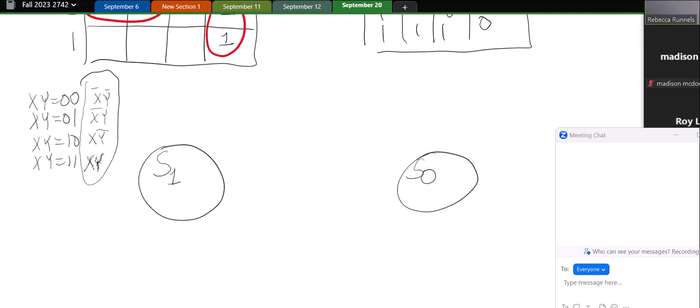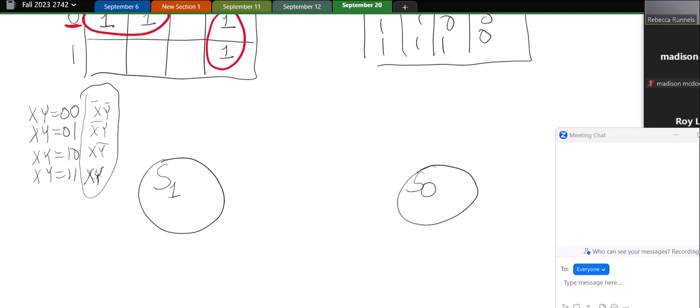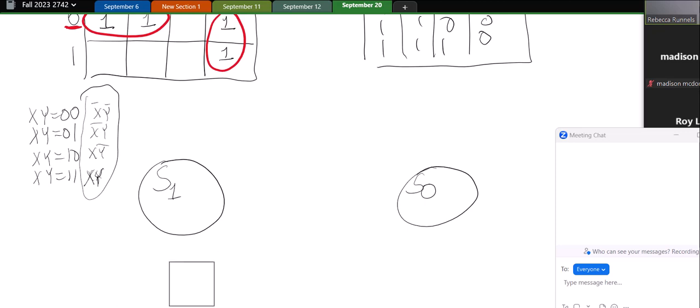So I want to see if I am in a given state and I have a particular input, do I stay in that state or do I go to the other state? Those are my only possibilities because I only have 2 states. So let's say I'm in state 1. So I'm in state 1. That means Q is currently 1.